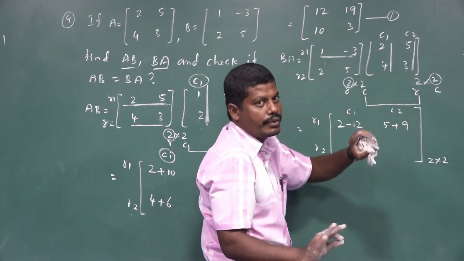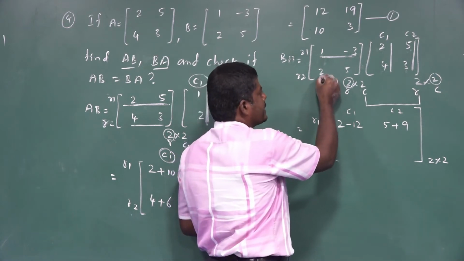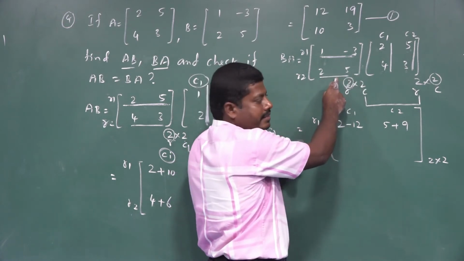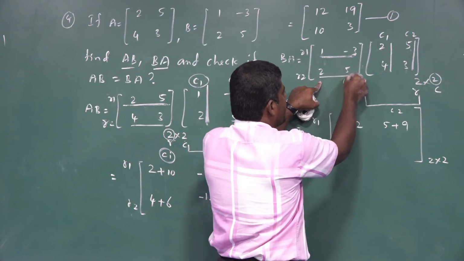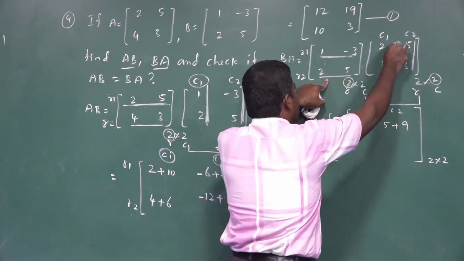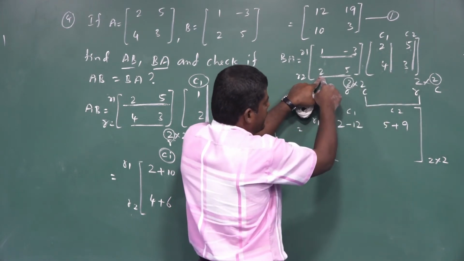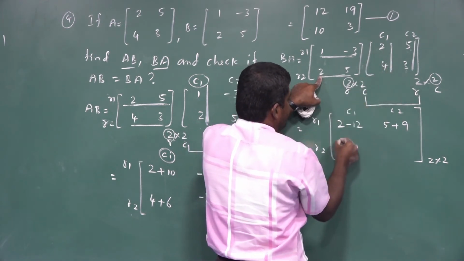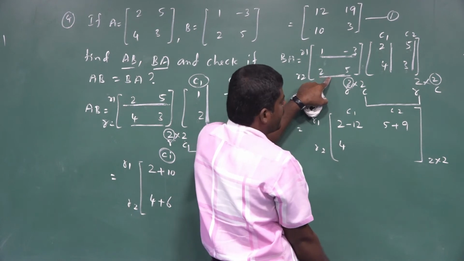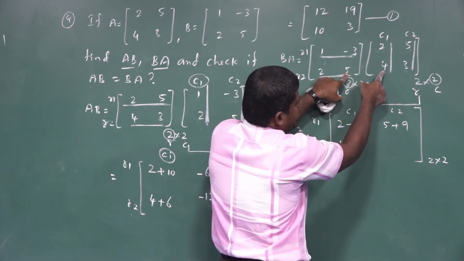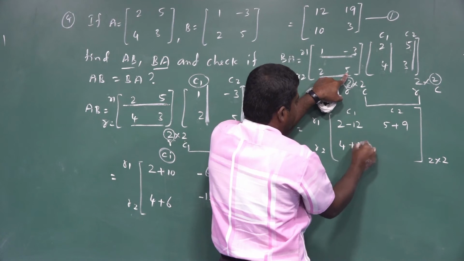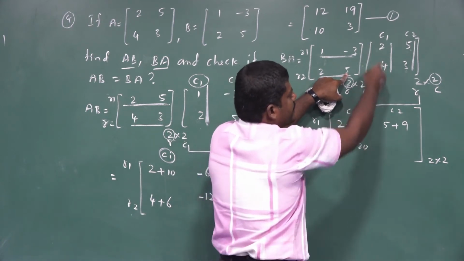The second column is also over. Next you take the second row in the first matrix, and here you take the first column. Second row, first column. Understand? Take the first element here. 2 twos are 4. Again you take the second element here, here also you take the second element. 5 fours are plus 20. So the first column is over.